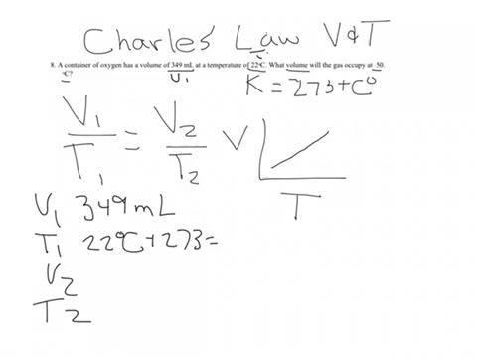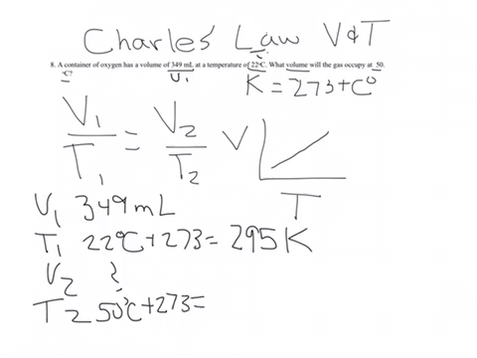This is very important because Kelvin is the temperature scale that is related to kinetic energy, and we know how much those gas molecules like to move around. All right, so volume 2 is what we are solving for, and temperature 2, again, it's the same idea. We have to take our degrees Celsius, add 273 to get our temperature in Kelvin.